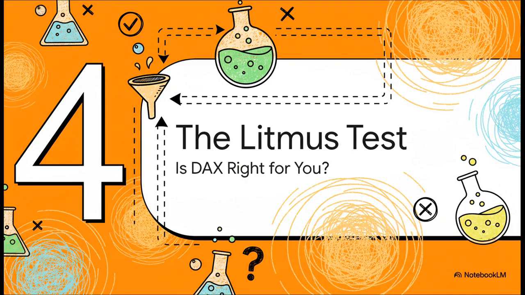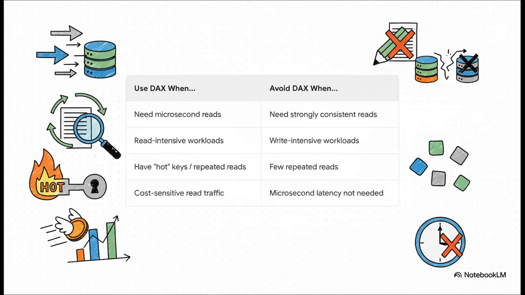Okay, this all sounds pretty amazing, right? But, and this is a big but, DAX isn't the magic bullet for every single workload out there. So let's run through a quick little litmus test to help you figure out if it's the right fit for your application. This slide right here, this is your decision-making cheat sheet. You'll definitely want to look at DAX if your app is super read-heavy, if you absolutely need that microsecond latency, and especially if you have what we call hot keys. You know, think of the profile page of a celebrity or the product page for the hottest new gadget. On the flip side, you're going to want to steer clear if your application is mostly writes or if you absolutely positively require strongly consistent reads, because DAX is built for eventual consistency.